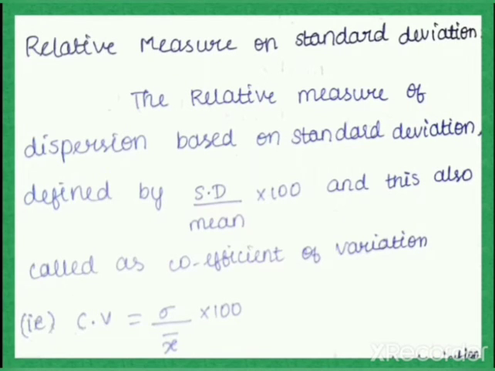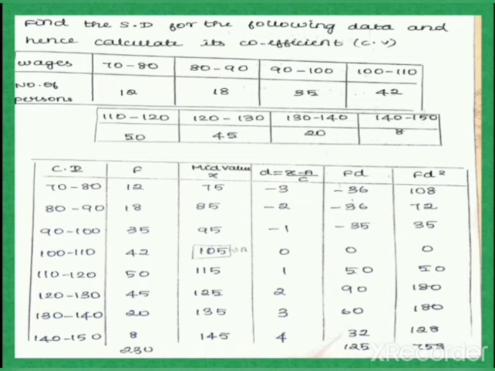This is also called coefficient of variation, that is, C.V. Simply it is mentioned C.V. is equal to sigma, which is standard deviation, divided by x bar, which is mean, into 100. So this is the formula for coefficient of variation. Let us see one example.